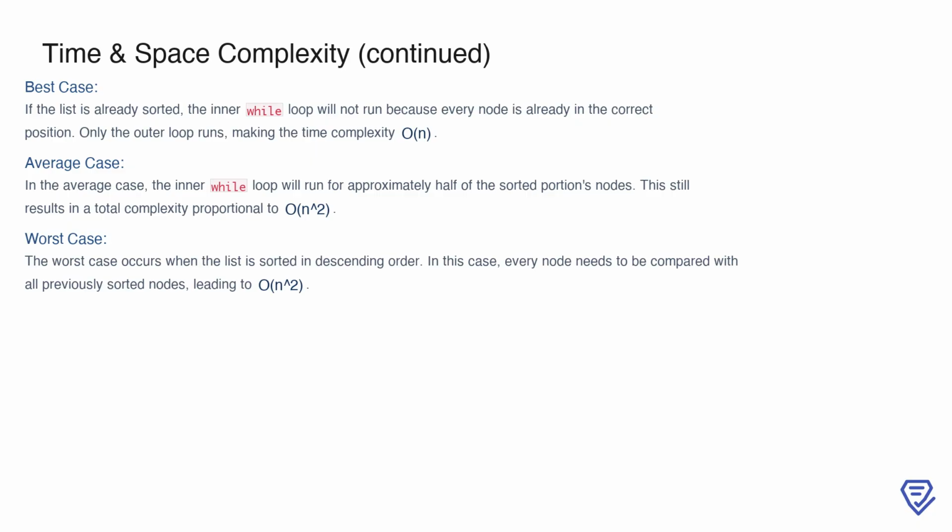Finally, the worst case occurs when the list is sorted in descending order. In this situation, every node must be compared to every previously sorted node, causing the inner loop to reach its maximum iterations for each insertion. This leads to the quadratic time complexity of O(n²) that we calculated earlier.